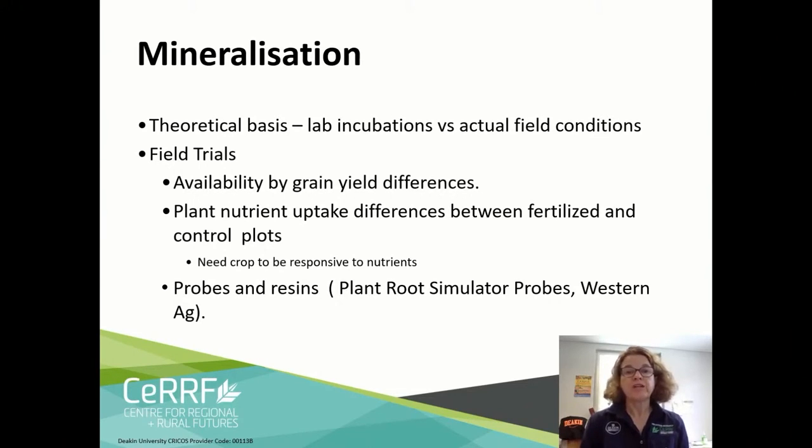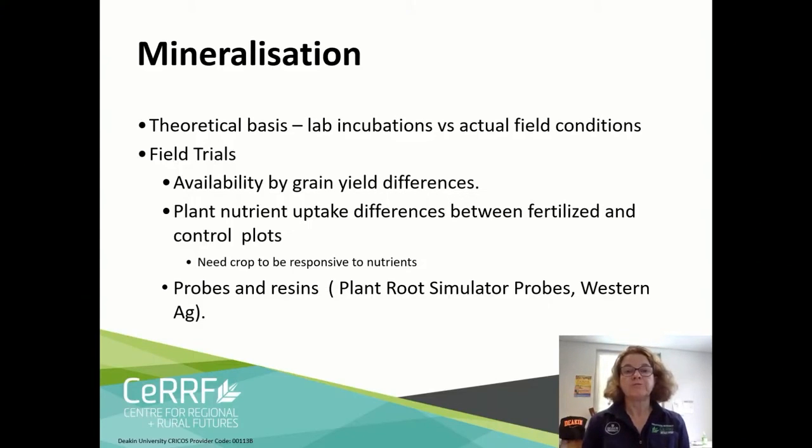So we can use field trials to get field conditions and use availability by grain yield differences in experimental setups, and also plant nutrient uptake differences between fertilized and controlled plots. The problem with doing this on commercial farms, and at scale, is that the crops need to be responsive to nutrients of interest, which is often quite difficult when you've got crops in rotational sequences and management decisions being made year on year as seasonal conditions change or as budgets change.